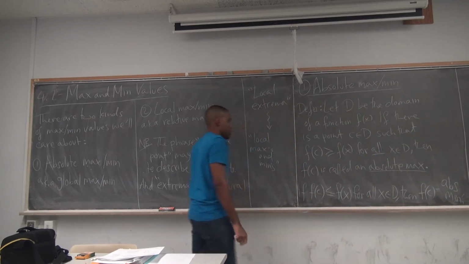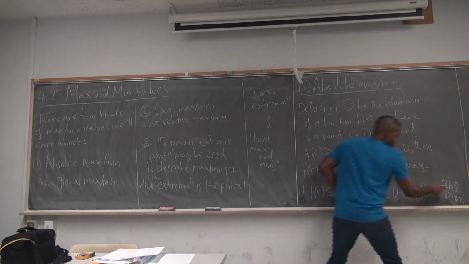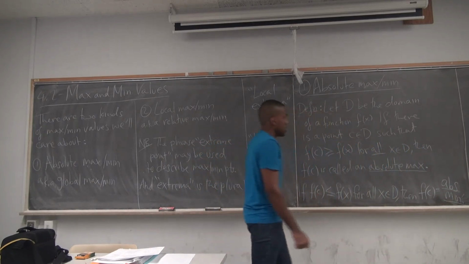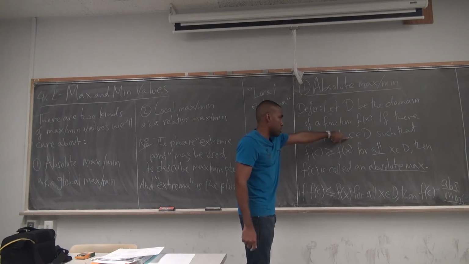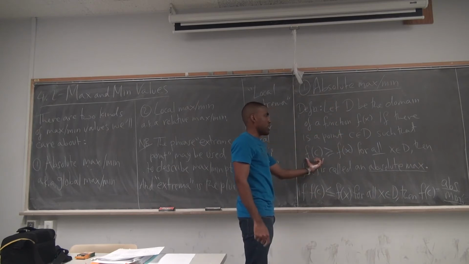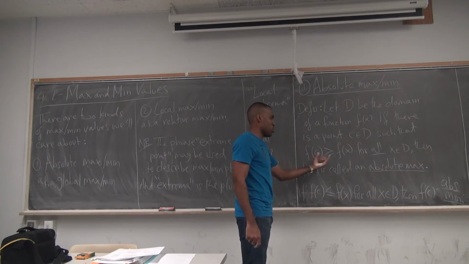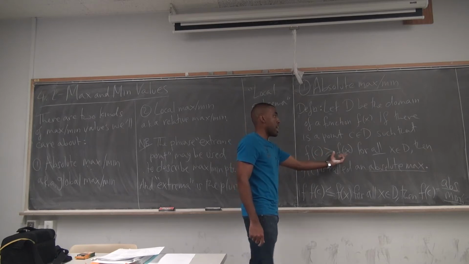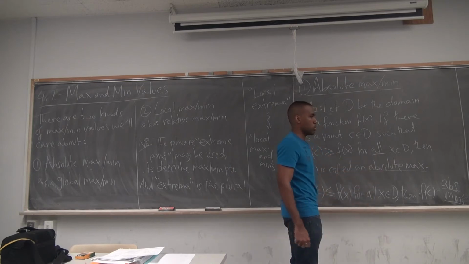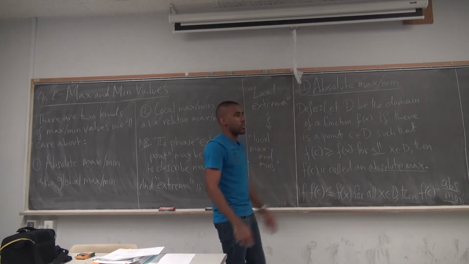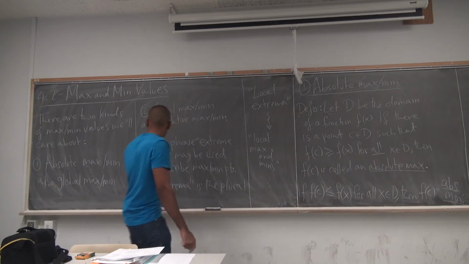This is the definition of absolute max and min. So you have some function on some domain. If you can find a point in that domain such that if you evaluate the function at that point, its y value will be greater than or equal to every other y value in that domain, then we call it an absolute max. An absolute max is the biggest guy around in general, in the world, right?